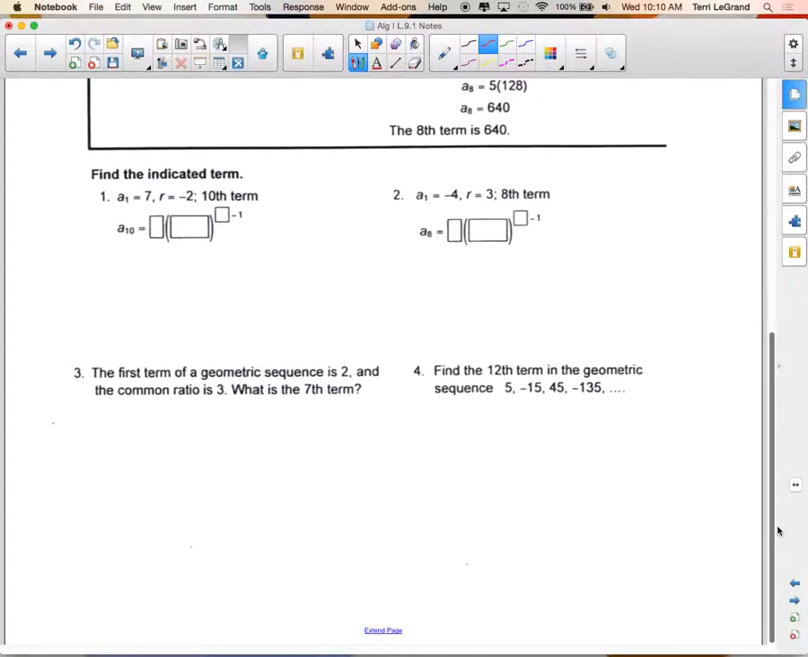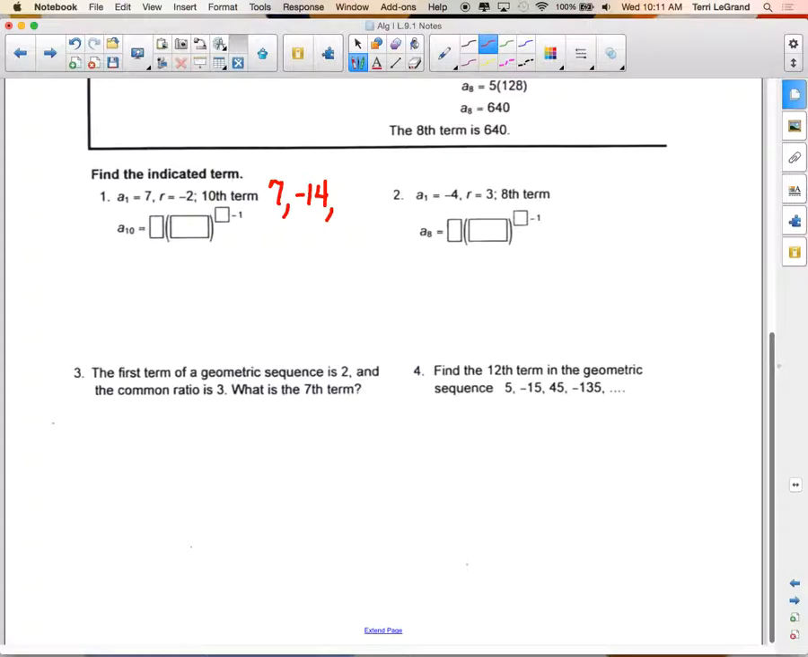Okay, so let's go practice our number 1 here. A sub 1 is 7. What did they just tell us? The first term. So you know what? This sequence starts with 7. They say that r equals negative 2. I bet you can tell me what the next term is already. Then what is it? What's the second term then? Negative 14. Okay.